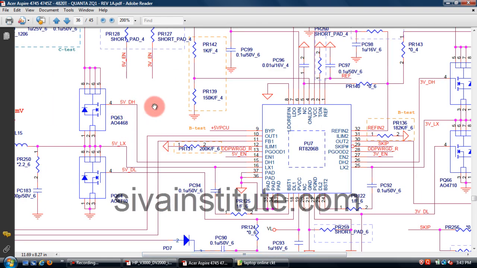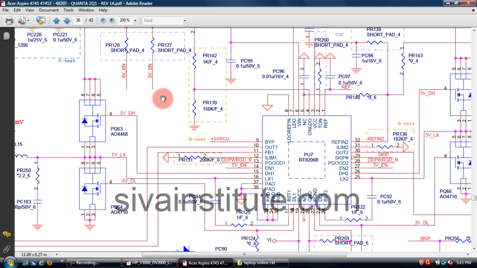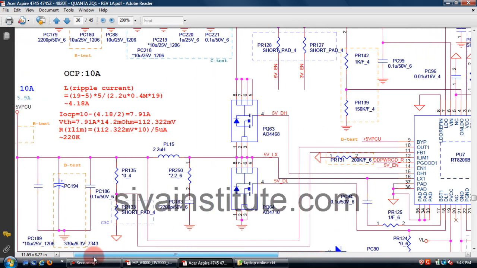This is an N channel FET. When the arrow mark goes inside, that means N channel. If it is outside, that is called P channel. When you give gate voltage, this voltage comes to here. This voltage goes outside, to the coil.